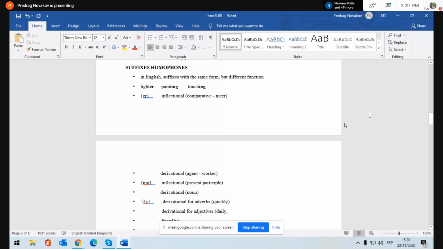E sad, ovo je važno, znači, zašto je derivacioni? Stvorili smo potpuno novu reč. We created a completely new word. It is inflectional if it is only a form of the old word, like light, lighter, okay?